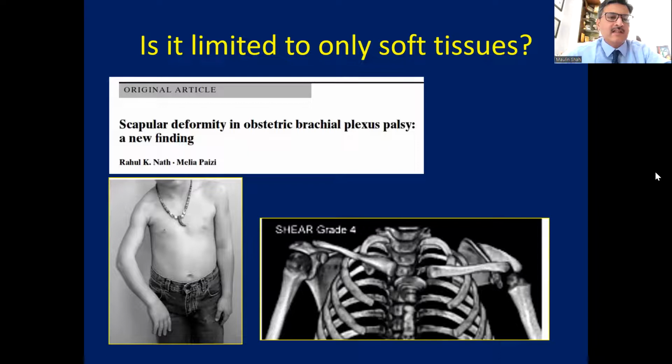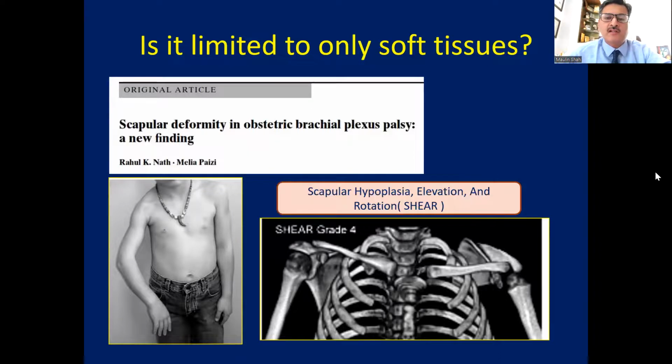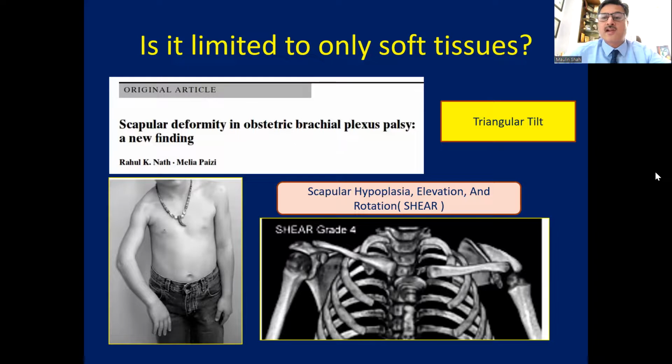Rahul Nath has published on scapular deformity, and he termed it a shear deformity of the scapula, that is scapular hypoplasia, elevation, and rotation. So these children have scapular deformities, and there is a classification of shear deformities. Rahul Nath has suggested a triangular tilt operation, wherein he does a clavicular and acromion osteotomy, so that the rest of the scapula sits in its anatomic position, with a lot of complications associated with this.